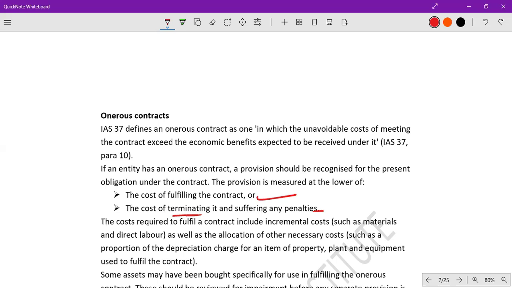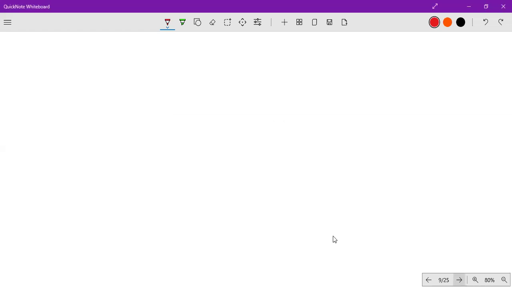What is the total cost of fulfilling the contract? And I told you that an onerous contract is the one where the cost is more than the benefits. So it is measured at the lower of the cost of fulfilling it against the termination cost, the lower of them. You pick any of them at its best. So that is it about onerous contract. We can move now to environmental provision.